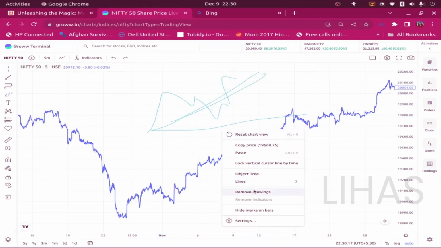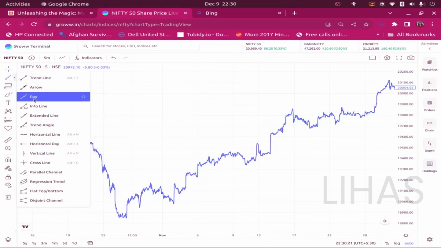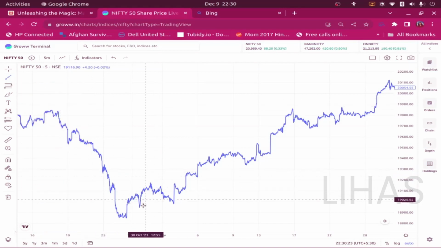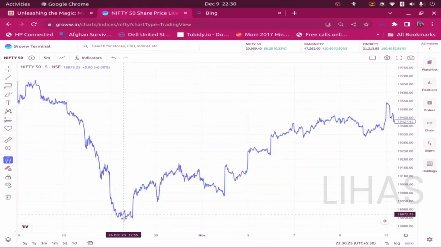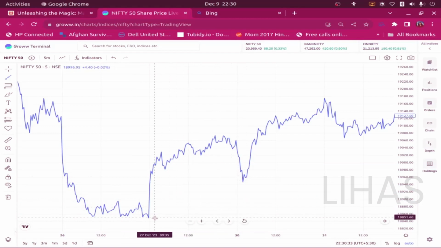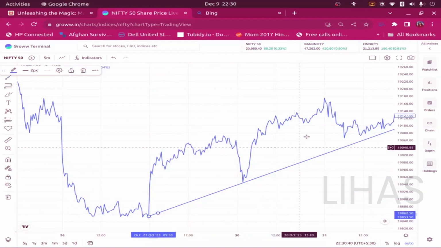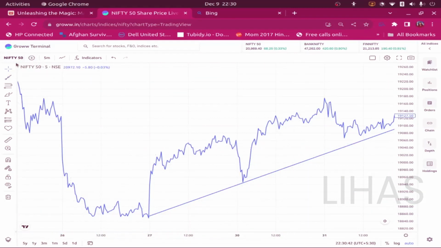So I will remove the drawing and I will use a ray here, and here you can see that this is the first dip over here, right? I'm just calculating it from here, so this is the first dip. So I'll choose a ray and draw a ray from here. Okay, now what do you think? Where is the second dip? Can you find it?